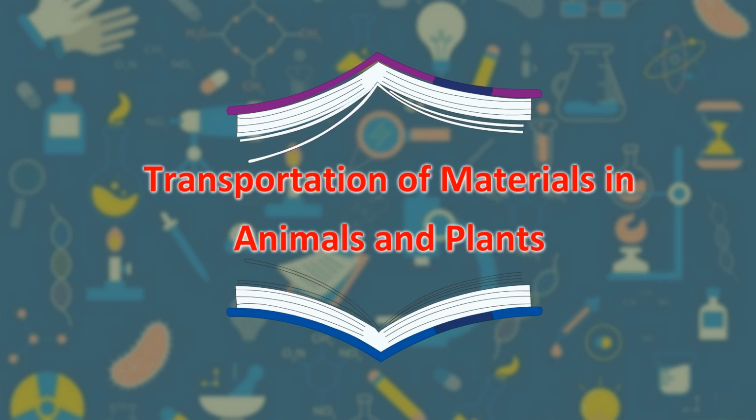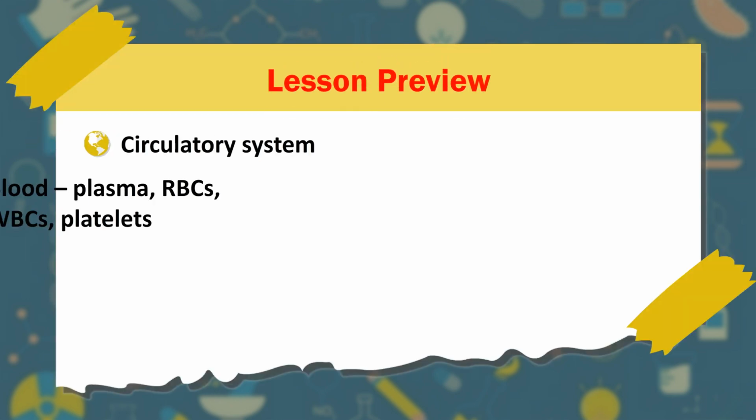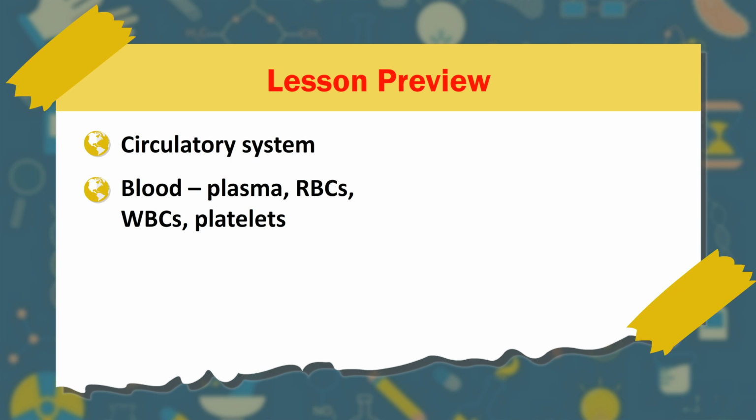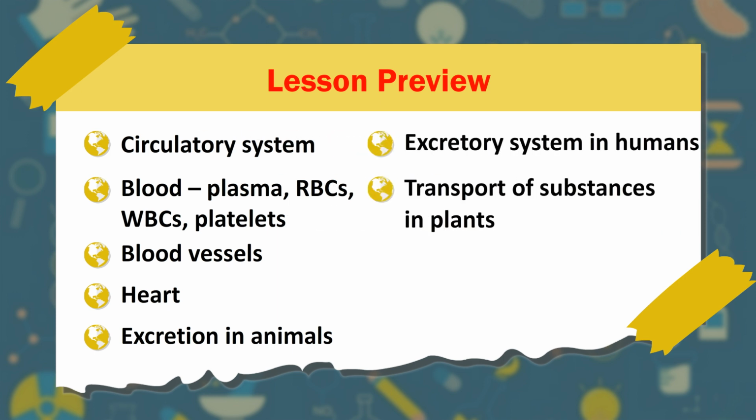Transportation of materials in animals and plants. Lesson preview: circulatory system, blood, plasma, RBCs, WBCs, platelets, blood vessels, heart, excretion in animals, excretory system in humans, transport of substances in plants, transpiration.